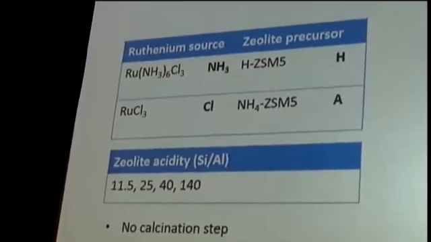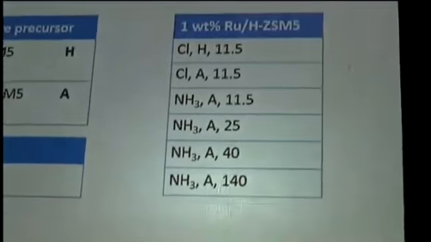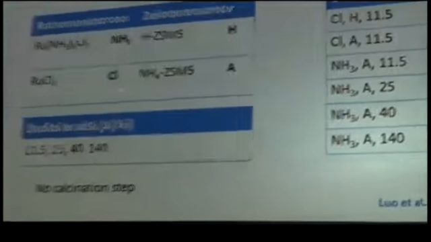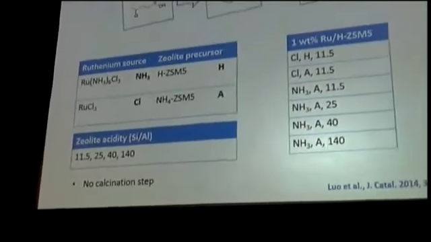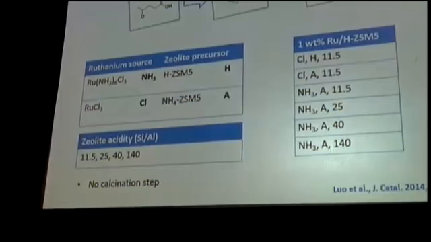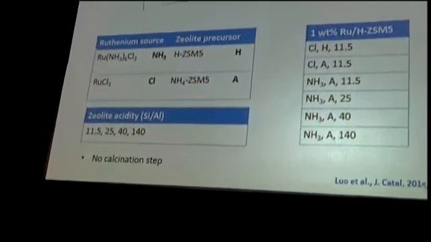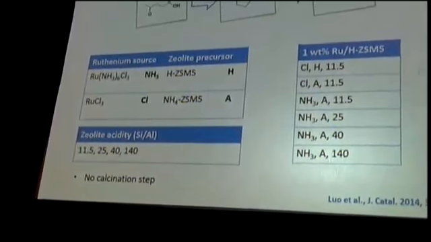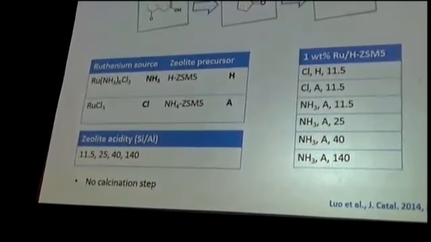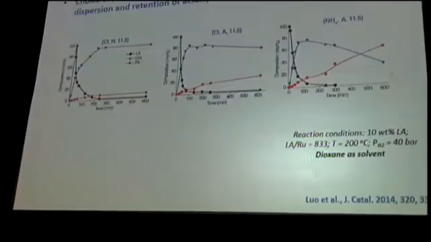We changed the ruthenium precursor to these two here, and we changed the zeolite precursor to the protonated form and the one in the ammonia form. And the goal here is basically the retention of strong acid sites and to improve the proximity between the hydrogenation function and the acid function of the catalyst. So we made this whole series of catalysts, and this is what we got.